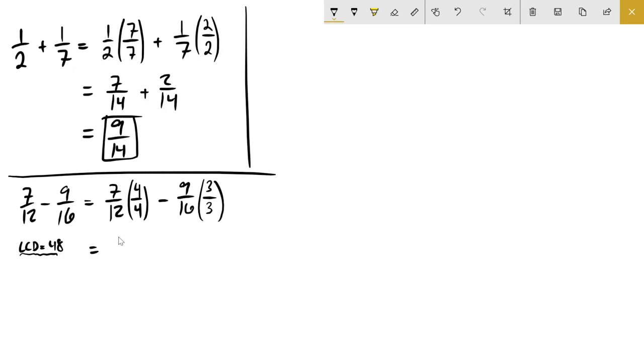So 7 times 4, this would be 28 over 48. And 9 times 3 is 27 over 48. So we unreduced our fractions to get them up to common denominators. Now we can combine them. That one's pretty straightforward. 28 minus 27. Looks like the answer is just going to be 1 out of 48.